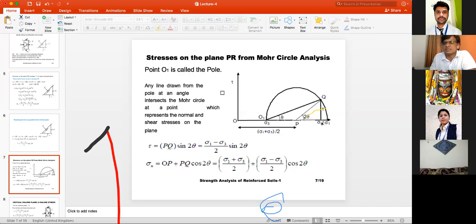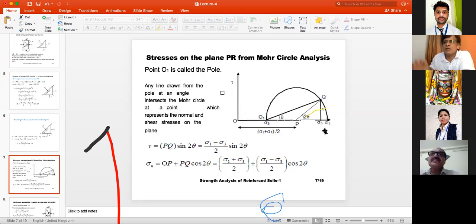The height of this line is called the shear strength, tau. The horizontal length from O to the point where it intersects the x-axis is called sigma n, the normal stress, and the vertical component is tau, the shear strength. But we do not know how to quantify these. Let us see how to quantify them.